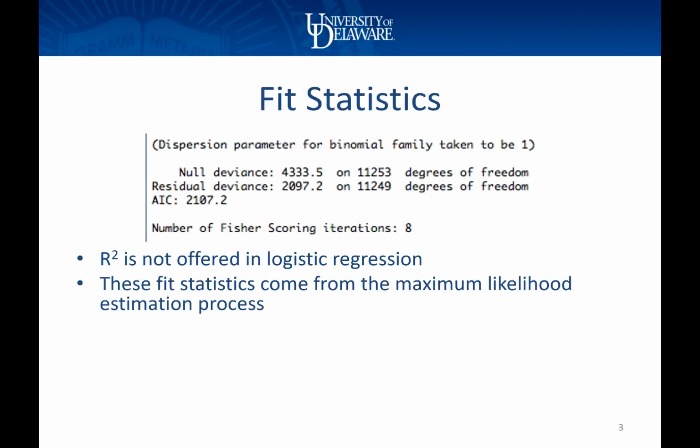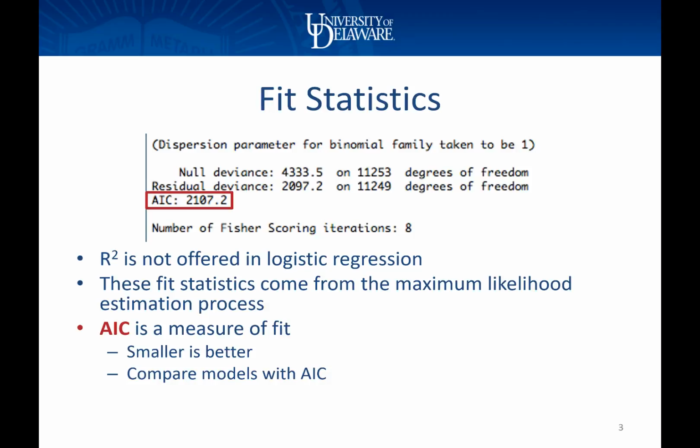The fit statistics in this model fit section in the R output come from the maximum likelihood estimation process. AIC at the bottom is one measure of fit. For this model, that measure of fit is 2107.2. For AIC, it's important to know that the smaller the number, the better the model fits. You could compare 2107.2 to other models for this situation.